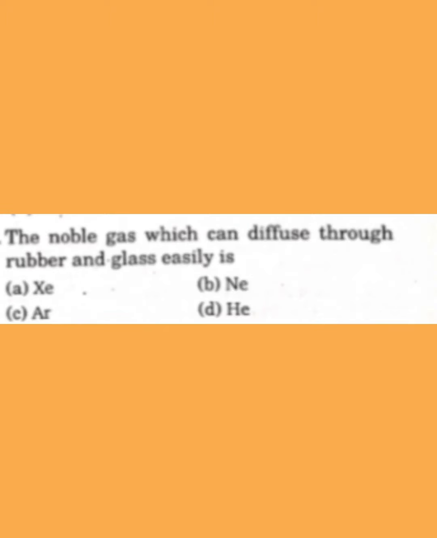Next question. The noble gas which can diffuse through rubber and glass easily is xenon, neon, argon, helium. The correct answer is option D, helium. Helium has an unusual property of diffusing through rubber and glass.